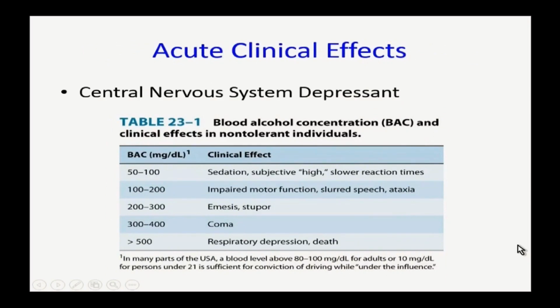What are the acute clinical effects of ethanol? It's a central nervous system depressant, and you can see that you get more severe clinical effects the higher your blood alcohol content is. Most of the time, people are trying to get somewhere in this area where you subjectively feel high, but you do have some sedation and some slower reaction times, and then you get higher and higher levels, and you get closer and closer to death potentially. Notice this is talking about non-tolerant individuals, because people who are chronically exposed to ethanol can tolerate some pretty high levels that would probably kill you or me, or at least me.